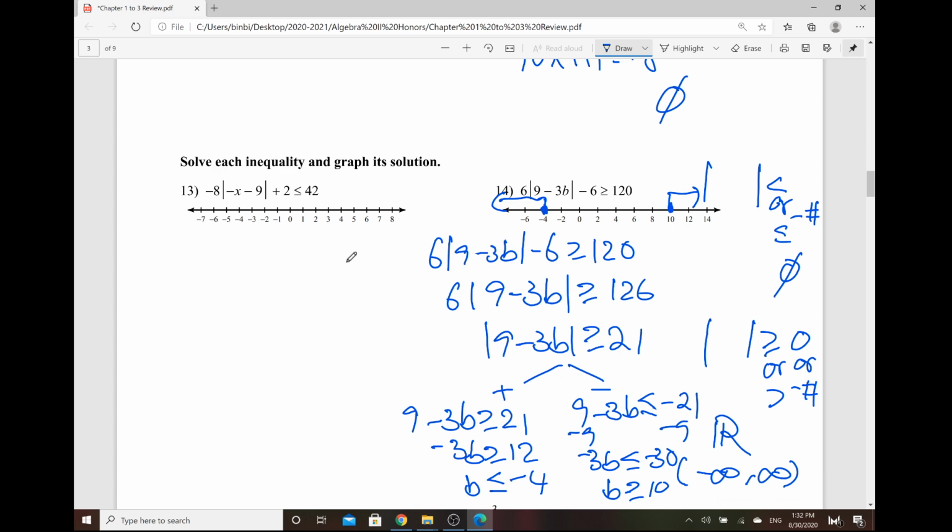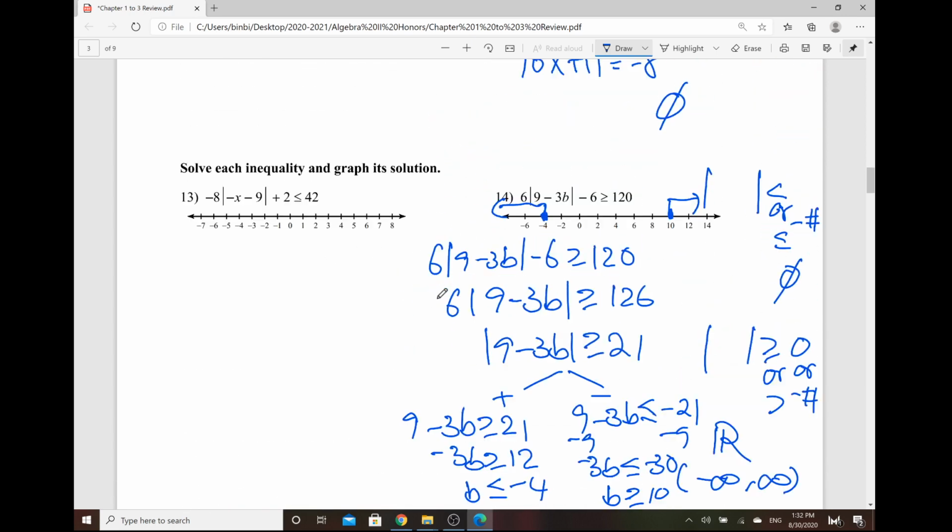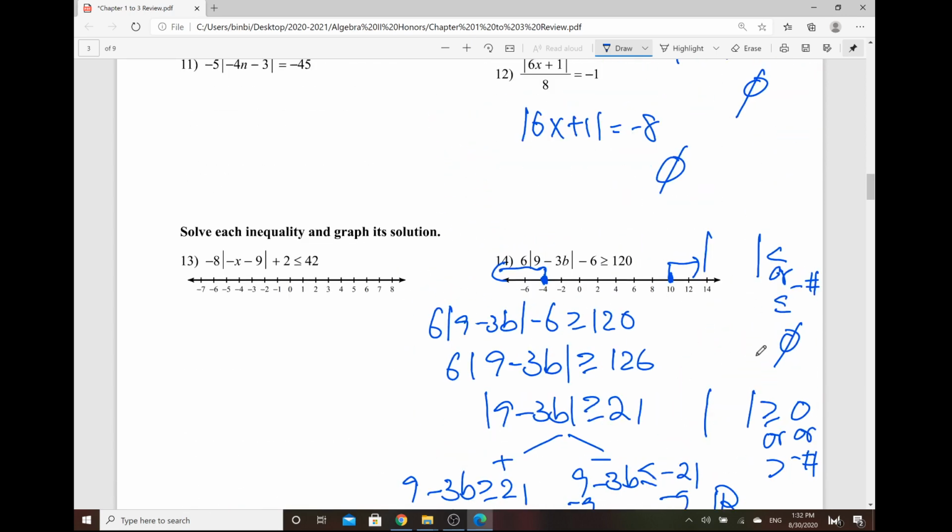Okay, so for the absolute value inequality, you've got to be careful with the special cases.